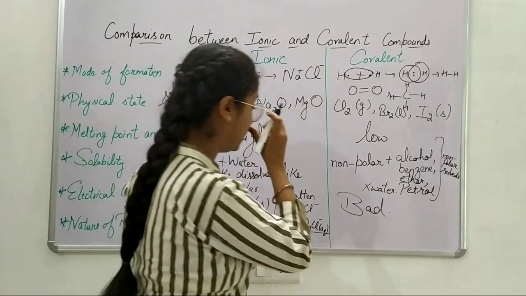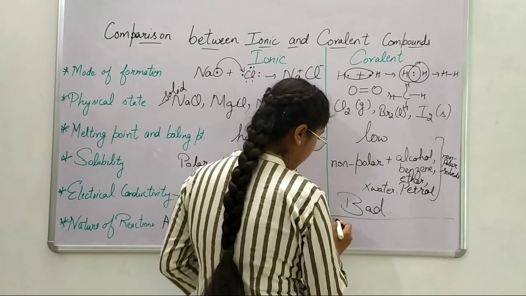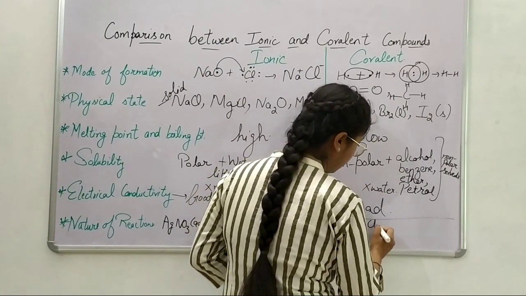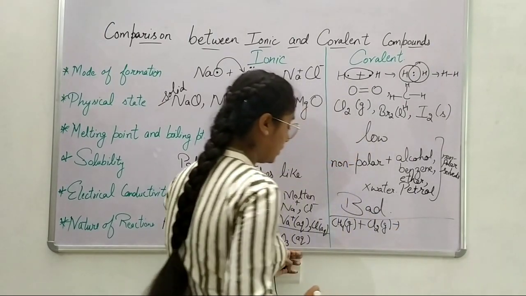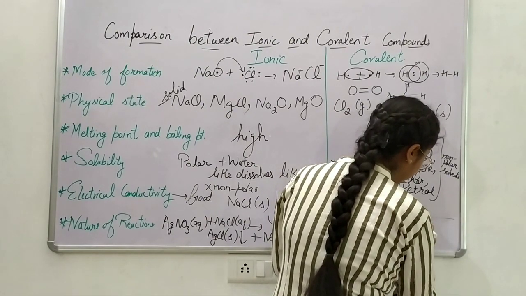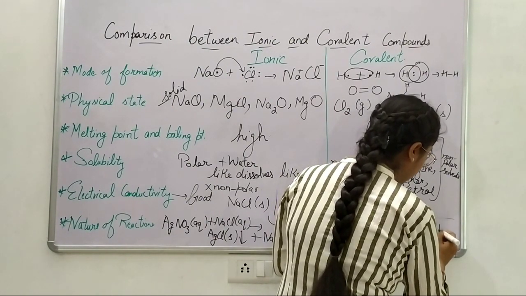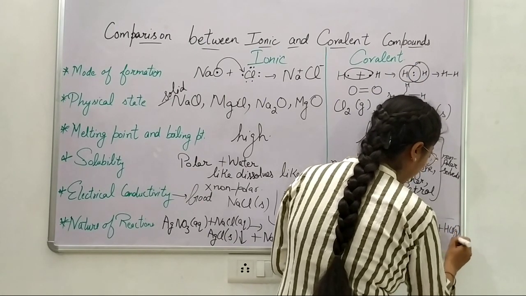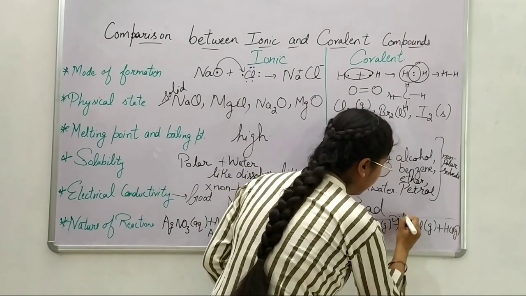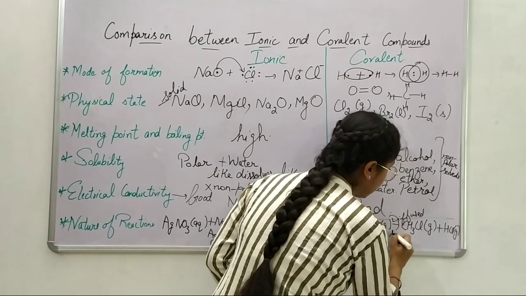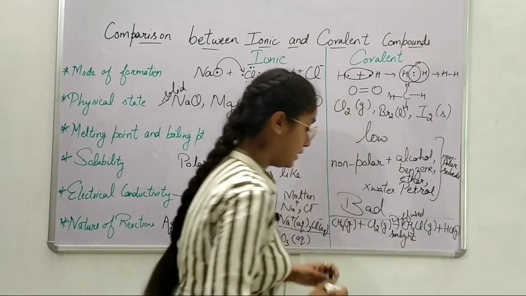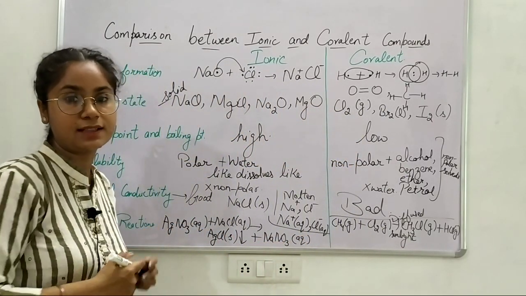This reaction is very quick, very instant. But in case of covalent compounds, we have a reaction where methane is taken in gaseous form, and we have chlorine, which is again in gaseous form. So what do you think will be formed? CH3Cl can be formed here, which is in gaseous form, plus HCl in gaseous form. But this reaction only occurs in diffused sunlight. In the presence of this diffused sunlight, this reaction would occur, but it would occur at a very slow rate.